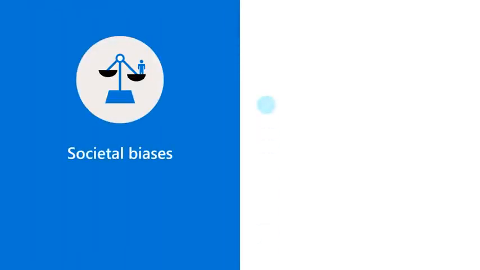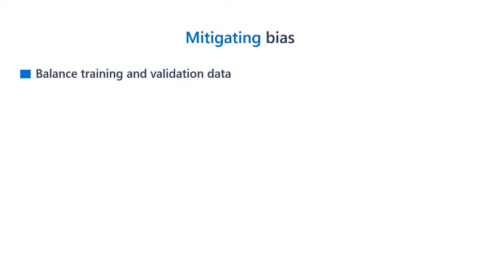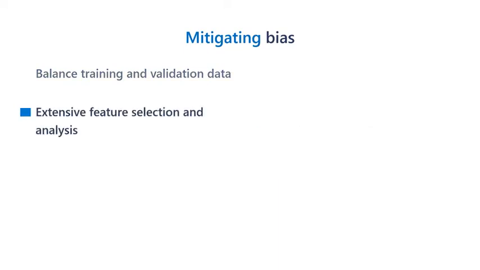Subconscious biases in the data collection, preparation, or modelling process may have influenced feature selection or other aspects of model design. Optimizing for fairness in a machine learning model is a socio-technical challenge. It's not always something you can achieve purely by applying technical corrections to a training algorithm. However, there are some strategies you can adopt to mitigate bias, including balanced training and validation data. You can apply oversampling or undersampling techniques to balance data and use stratified splitting algorithms to maintain representative proportions for training and validation. Perform extensive feature selection and engineering analysis.